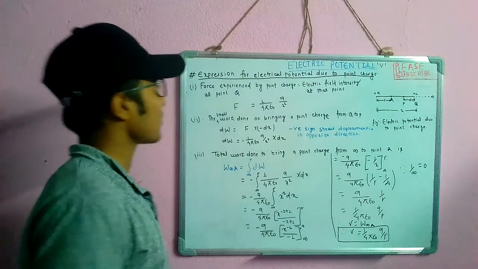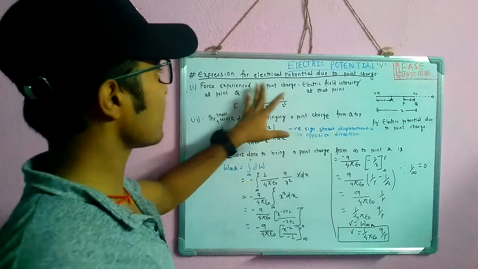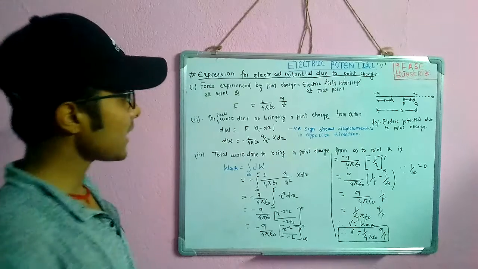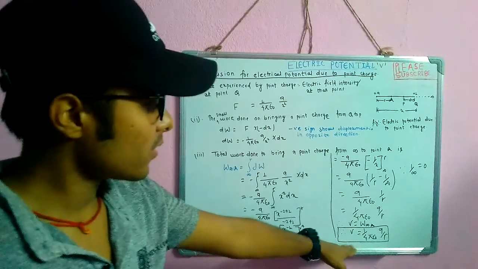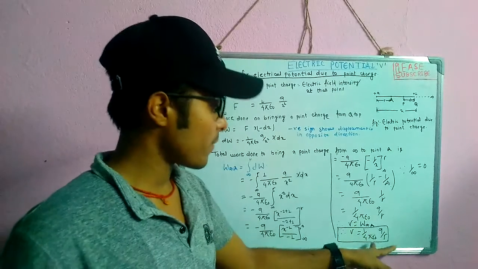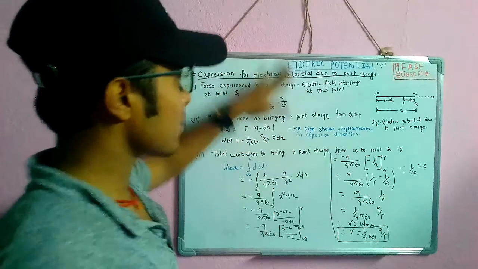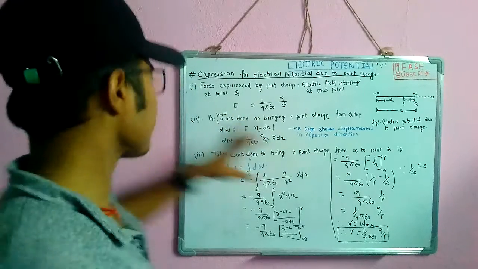Now we are going to learn about the expression for electric potential due to a point charge. And this is the expression, that is V equals 1/4 pi epsilon naught Q upon R. And now we are going to understand the derivation.